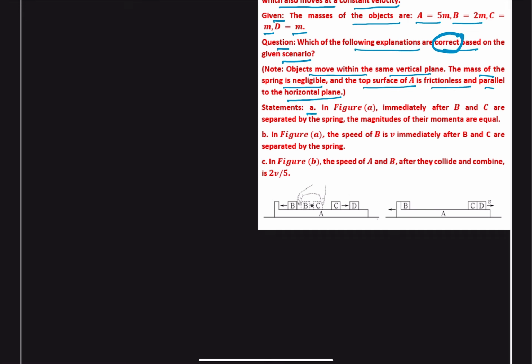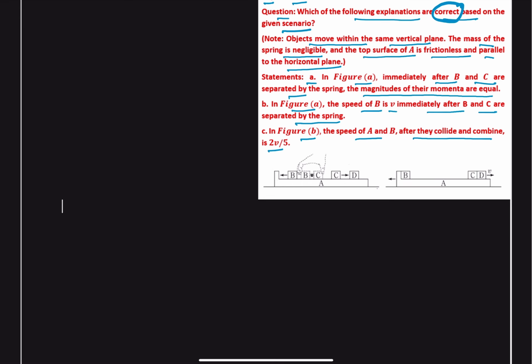Statement A: in figure A, immediately after B and C are separated by the spring, the magnitude of their momenta is equal. In figure A, the speed of B is v immediately after B and C are separated by the spring. And in figure B, the speed of A and B after they collide and combine is given as 2v by 5. So we have two figures.